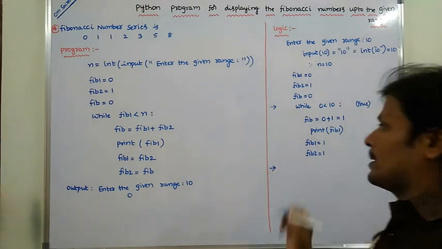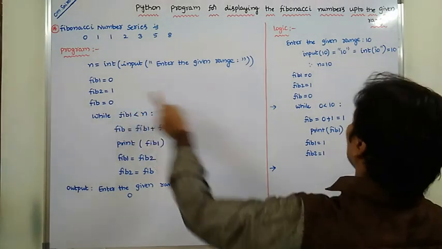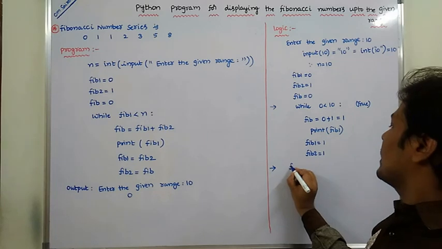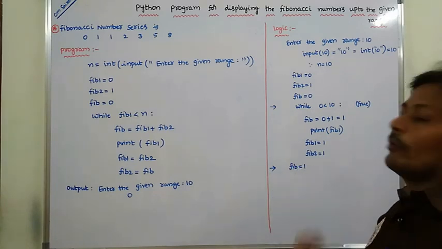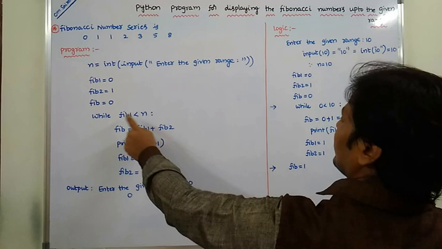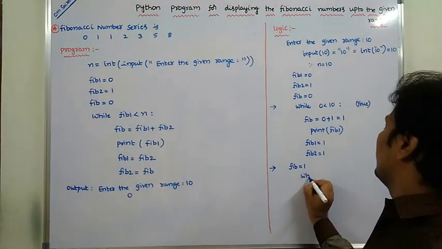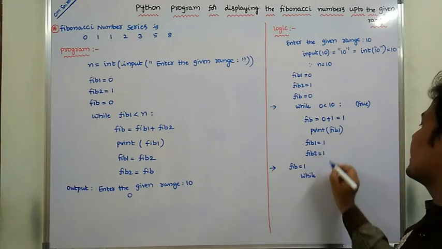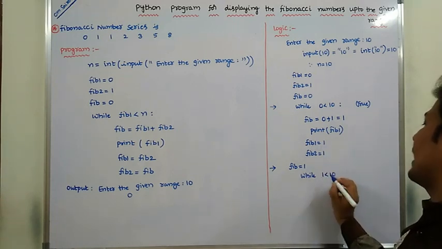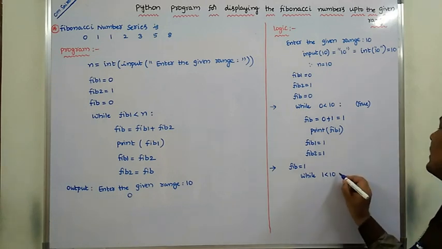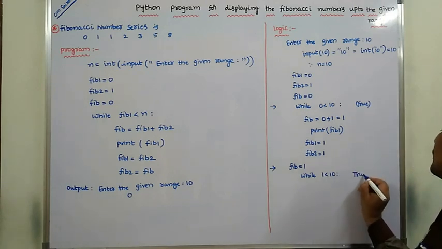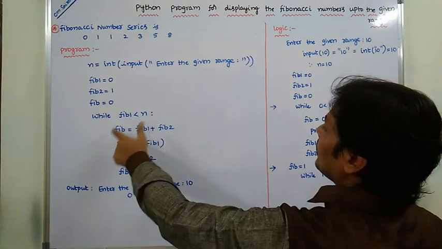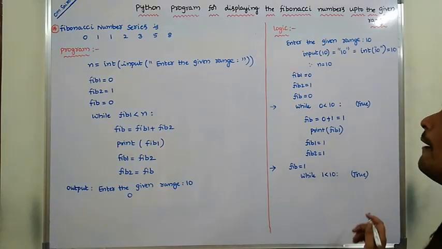Then go to the next statement. Okay, now Fib value is 1. So now Fib is equal to 1. Okay, next go to this statement. While Fib1 less than N. Fib1 means 1. 1 less than 10. Okay, the condition is true. Whenever this condition is true, the control goes to the statements within the while loop.